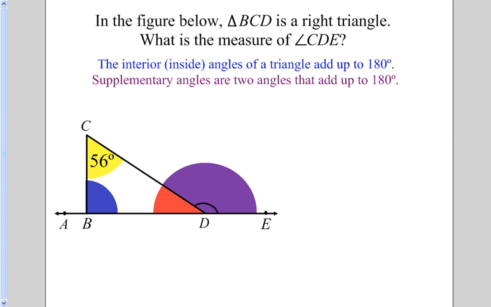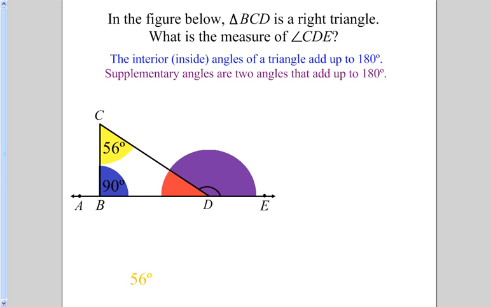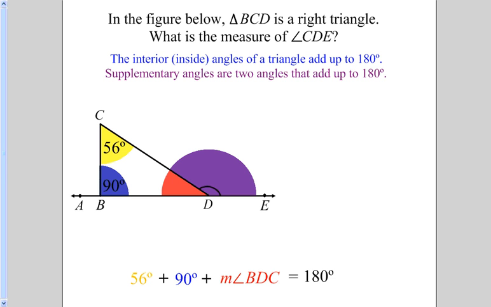Well, what's the measurement of that angle that's shown in blue, CBD? Well, the question actually tells us that. It says, in the figure below, triangle BCD is a right triangle. That means that one of the angles in this triangle is 90 degrees. The only one that comes even close to looking like a 90-degree angle is this one right here. So the one in blue is 90 degrees. And the one above it, in yellow, is 56 degrees. So 56 plus 90 plus the measure of angle BDC is going to equal 180 degrees.